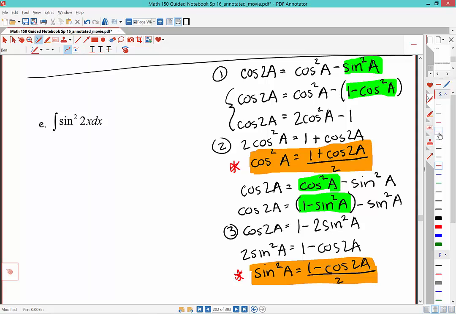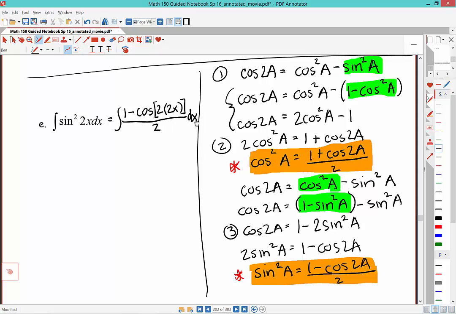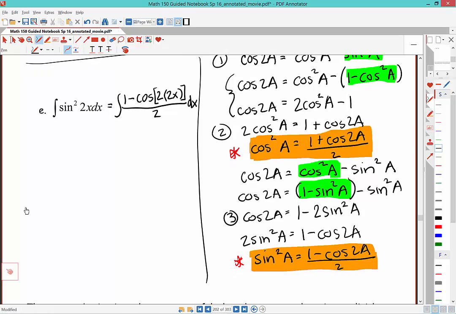And you use it in a case like example E. So here, for example E, we're going to say, hey, this is equal to what? So this guy is going to be equivalent to the integral of 1 minus cosine of 2 times 2x, because my a this time is 2x, all over 2 with respect to x. Good so far? So this is going to end up being the integral of 1 minus cosine of 4x all over 2 with respect to x.